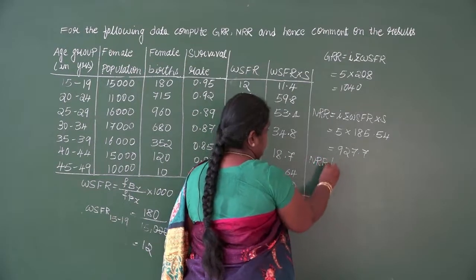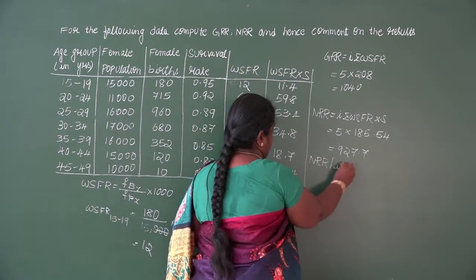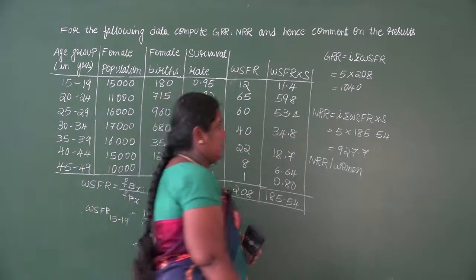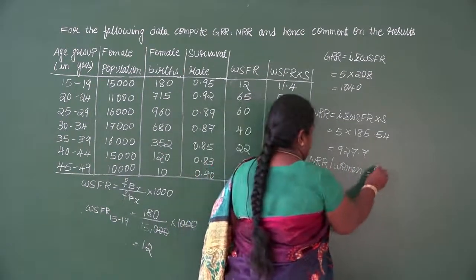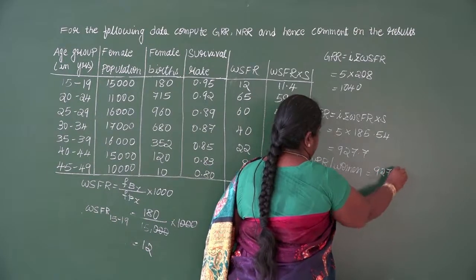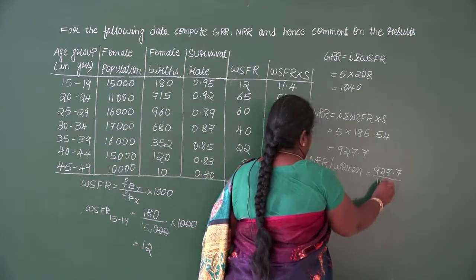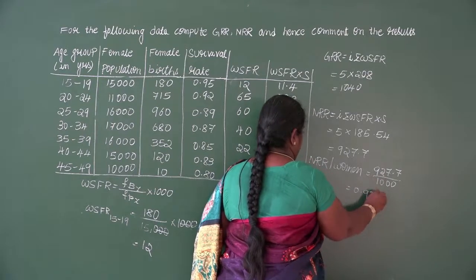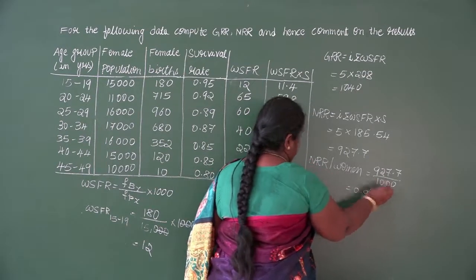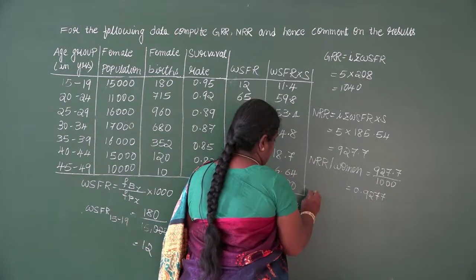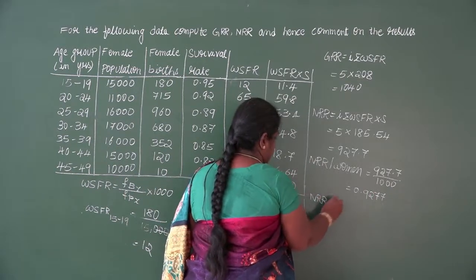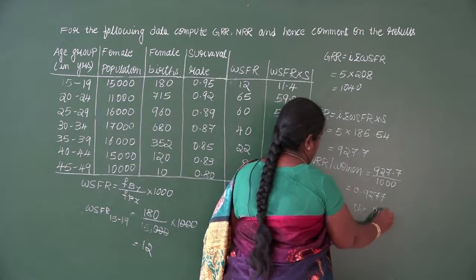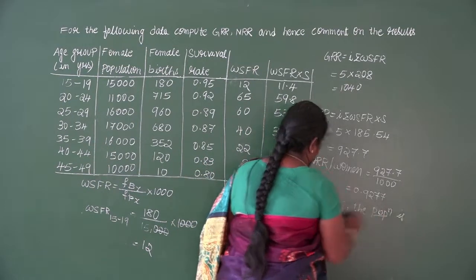So what we have calculated is regarding NRR per 1000 women. Now we require NRR per woman. So it is 927.7 divided by 1000. We'll get 0.9277. So the NRR value is less than 1. So the population is decreasing.